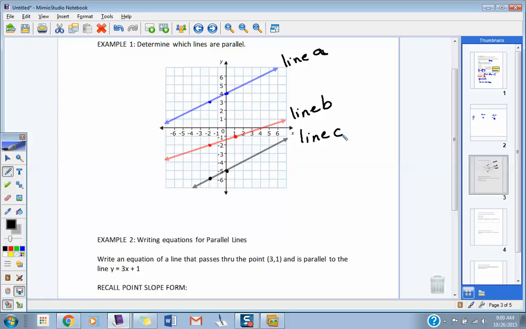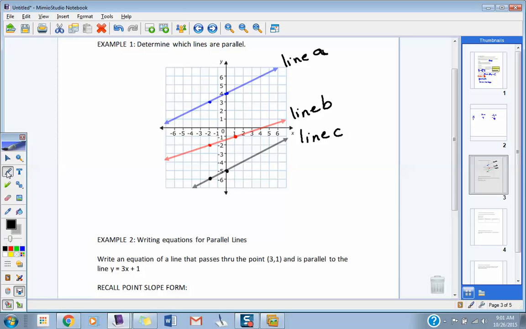Go back to your first page of notes there. Look in the vocab part for parallel lines. Far right box on parallel lines. What's it say? Okay, so why are A and C parallel? You said something about the points. Yep, exactly. The points I used right here, guys, check it out.